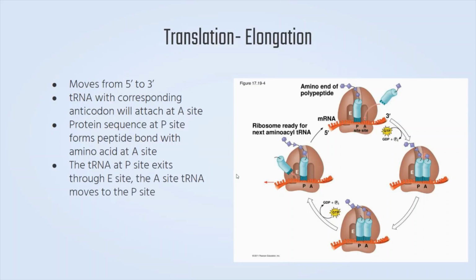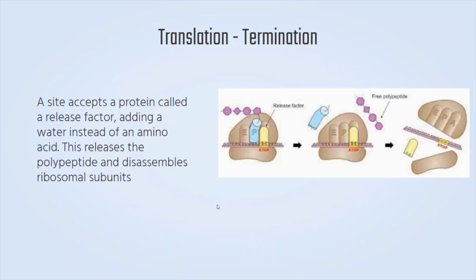Then the tRNA at the P site will exit through the E site, and the A site tRNA will move to the P site. So these tRNAs will shift over, and the one that was previously there will exit. The final step of translation is termination, and at the A site, it will accept a protein called a release factor, and instead of adding an amino acid, water will be added, and this will release the polypeptide, and the rRNA will disassemble into ribosomal subunits.